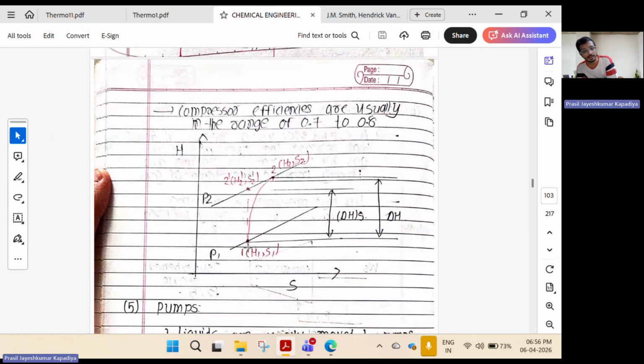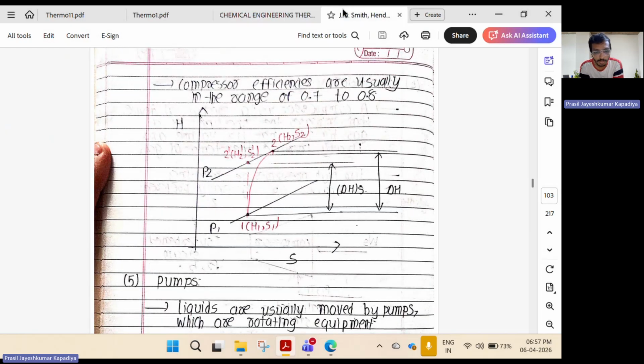So here at the compressor, the pressure is increasing. We know H1 and S1, at temperature T1 and pressure P1, and we are going to T2 and P2. We know H1 S1, and we need to know H2 S2. So we follow the isentropic path. A similar thing we do here also.